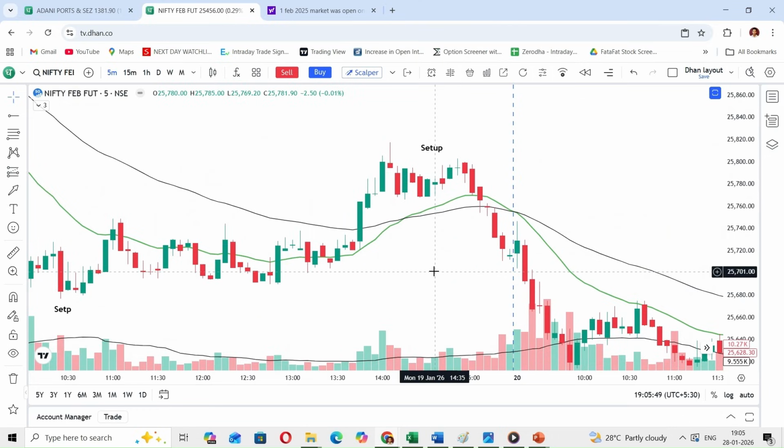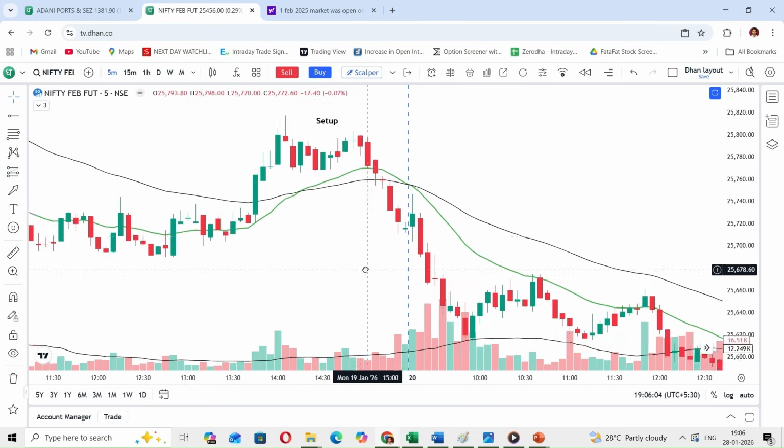Here again, a setup formed. First candle is a green candle, the mother candle, and the second is an inside bar. So at the high of this candle, you will take a trade. But in this case, your SL would have got hit. Perfectly fine. It will happen.